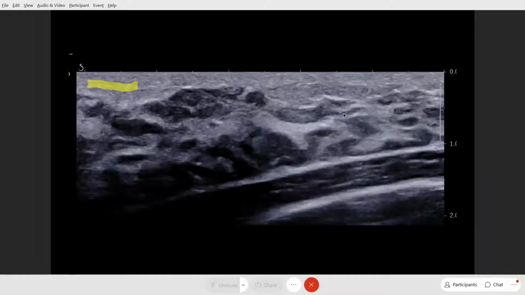And these are the five layers that we need to get in every single picture, irrespective of the size of the breast. This is the skin, the subcutaneous fat, the glandular tissue, the retromammary fat, and the pectoralis muscle. So, whenever you start a case, you have to adjust the depth and the focus based on the thickness of the patient.